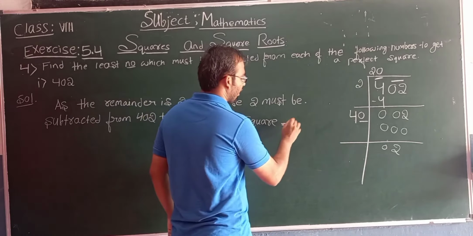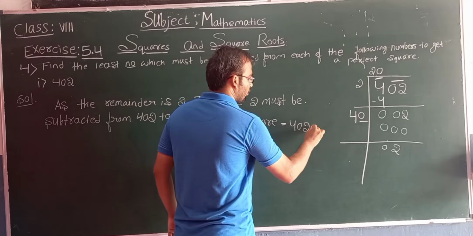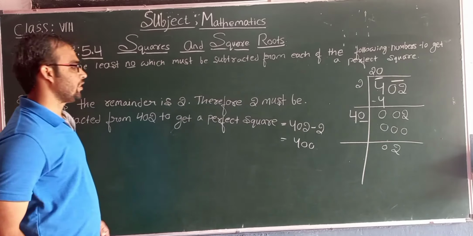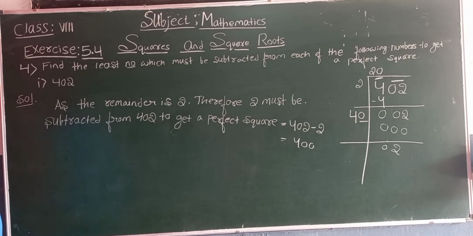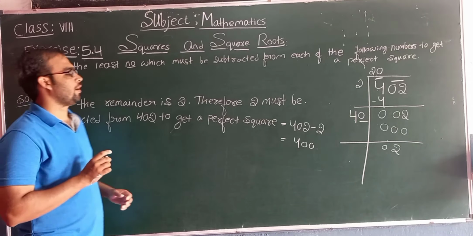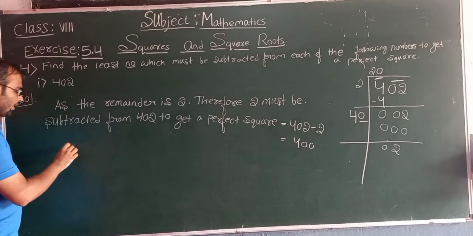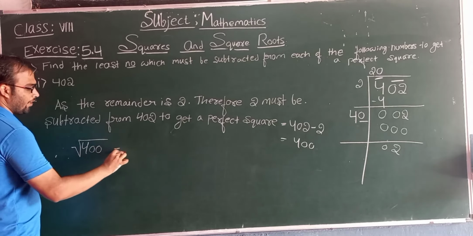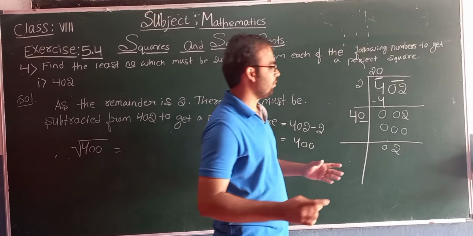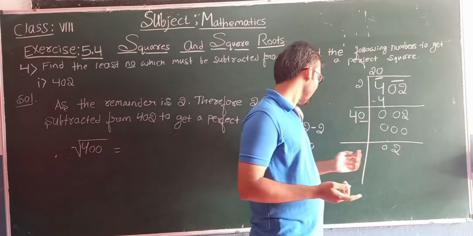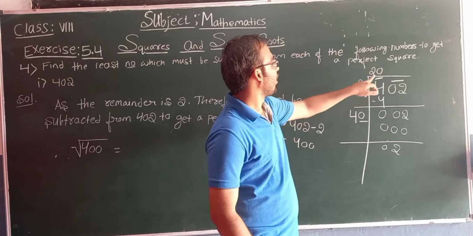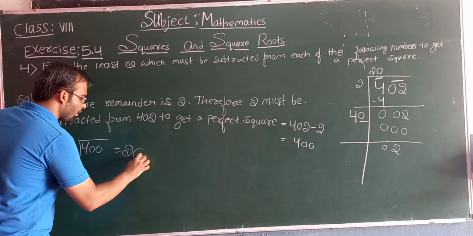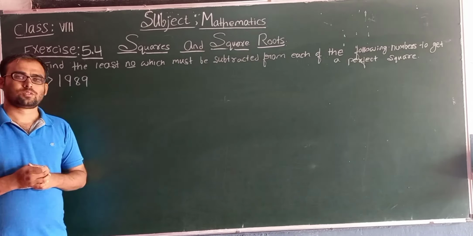So 402 minus 2, we have got 400. Then we need to find the square root of this number. Therefore the square root of 400 equals, as we subtracted 2 from this number, we will get a remainder of 0 when we solve this using the division method. Here we have got 20. So the square root of 400 is 20.